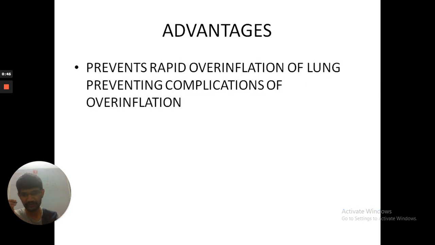So what is the advantage? It prevents rapid overinflation of the lung, and prevents complications of overinflation like pneumothorax and other things. Because there is a gradual increase in pressure and tidal volume until the desired tidal volume is achieved. In volume control, when the resistance is high, the pressure shoots up immediately. That will cause overinflation. That is prevented in PRVC. The gradual increase in pressure prevents overinflation, and the desired volume is reached gradually. Once the desired volume is achieved, there is no further increase in pressure. That is the major difference between volume control and pressure regulated volume control.